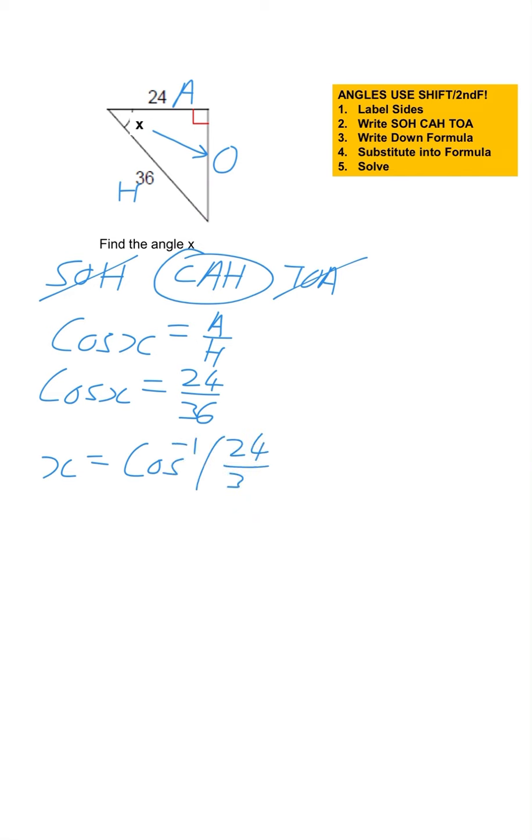So using my calculator now, I'm pressing shift, or second function, shift cos 24 over 36, and that gets me 48.189, so we'll say 48.2 degrees. And that's that question. Okay, we'll do one more.